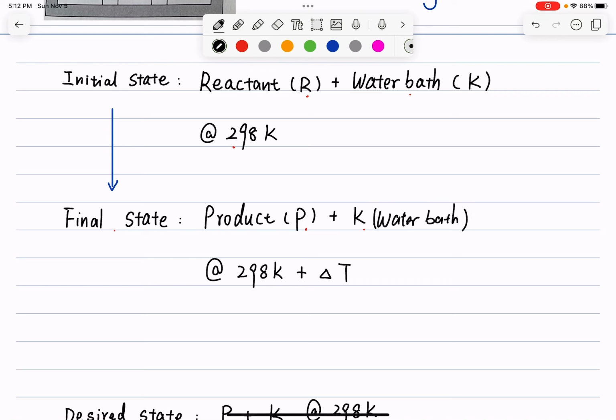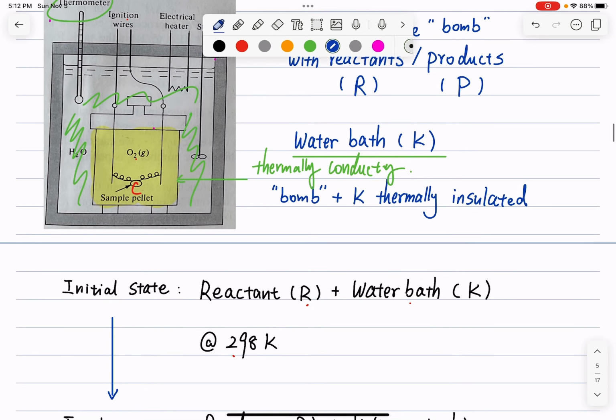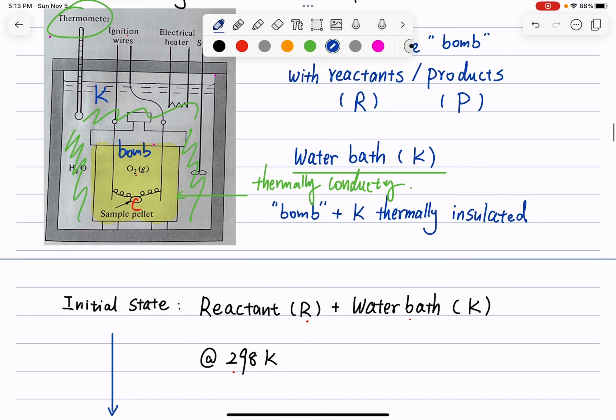And in the process of the reaction, we have a change of delta T, so the final temperature will change. So if we consider the system to be our bomb plus water bath, what we have in this process is that your bomb and water bath are surrounded by thermally insulated walls, or adiabatic walls. So these are adiabatic walls.